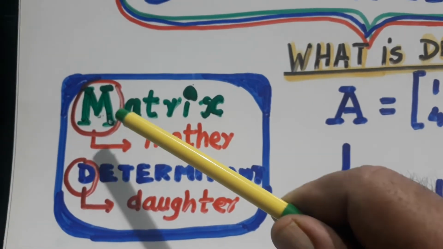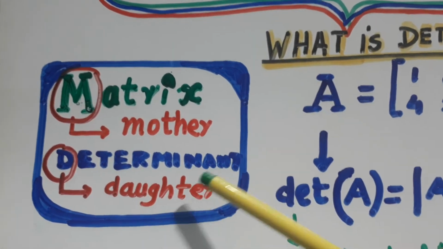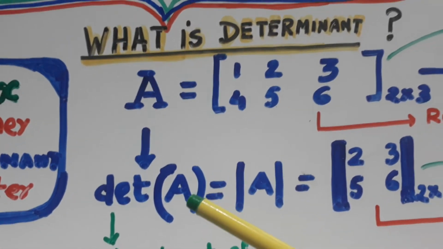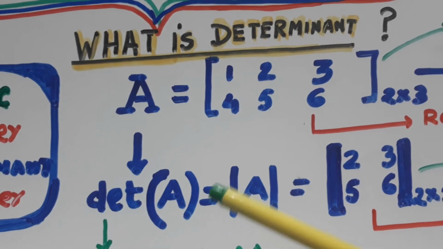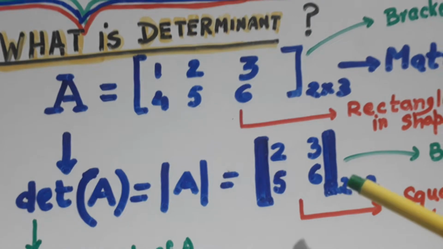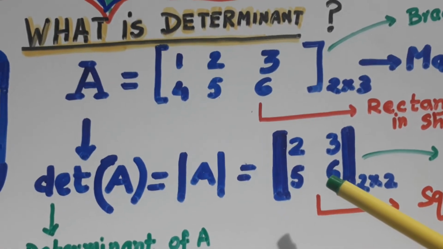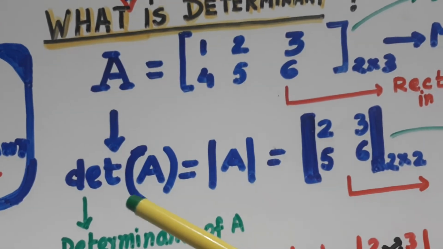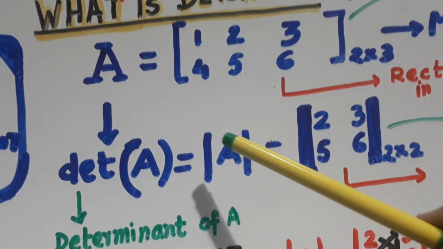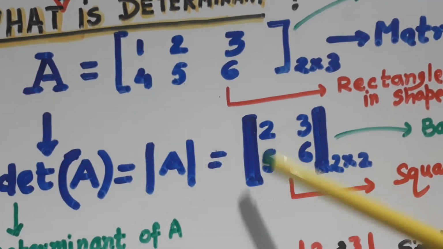Take matrix, it starts with M as mother. Determinant, D stands for daughter. Here is the daughter, here is the determinant of A. But for finding the determinant, the matrix has to be a square one. So I have taken the example of a square matrix. So determinant of A is written like this, or within the bars, A. And the matrix within the bars is the matrix.